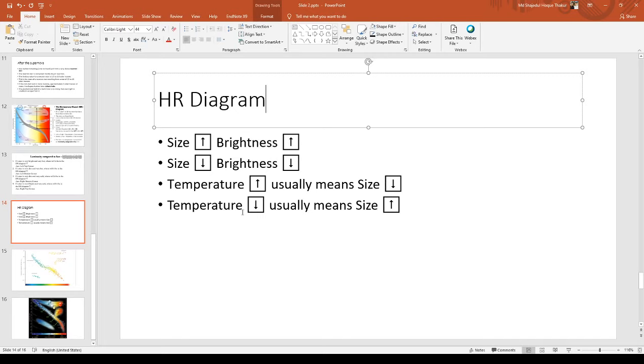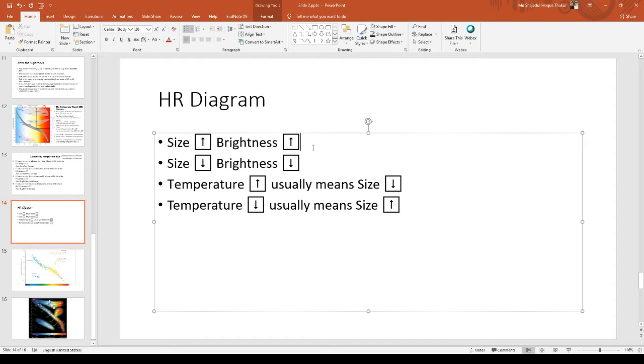Okay, so the larger the size, the greater the brightness. The smaller the size, the lower the brightness. The larger the temperature usually means smaller the size, and low temperature usually means large size. The question is why? Now, you see, the bigger the size, the greater the brightness is pretty obvious. The bigger a star, the more visible it is.